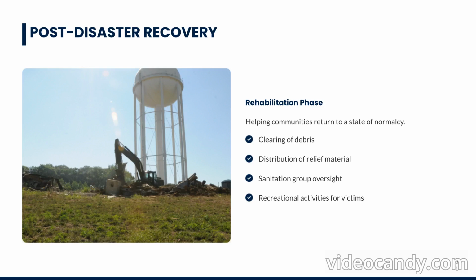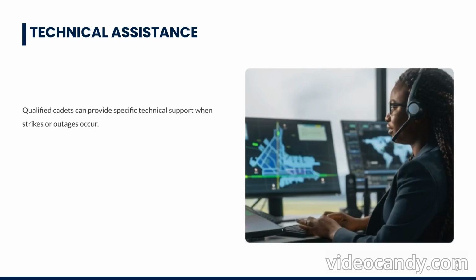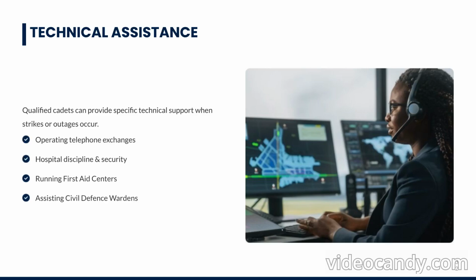In the post-disaster rehabilitation phase, the focus shifts to returning communities to normalcy. This involves clearing debris, distributing vital relief materials, overseeing sanitation, and organizing recreational activities for victims' psychosocial well-being. Technical assistance is crucial when strikes or outages occur. Qualified cadets can provide specific technical support, such as operating telephone exchanges, maintaining hospital security and discipline, running first aid centers, and assisting civil defense wardens.